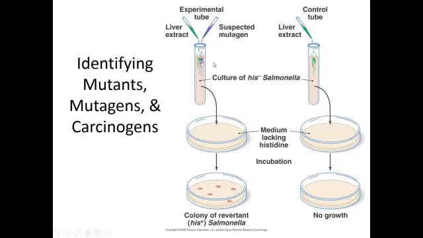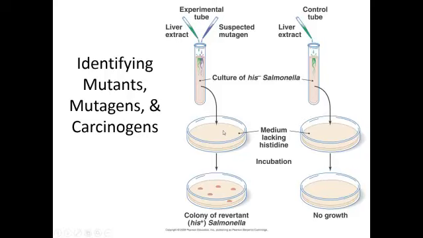Well, the question is, what are we doing putting liver extract in? Chemicals get changed by your liver. So if we're testing a drug or a suspected mutagen, we want to see what's happening to the suspected mutagen once it's been through the liver. So we're adding liver extract to put in liver enzymes that are going to do that. In our control tube, we put in our His-negative Salmonella with the liver extract. So we've got everything the same except for the suspected mutagen.